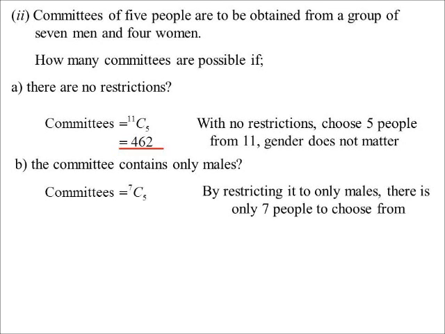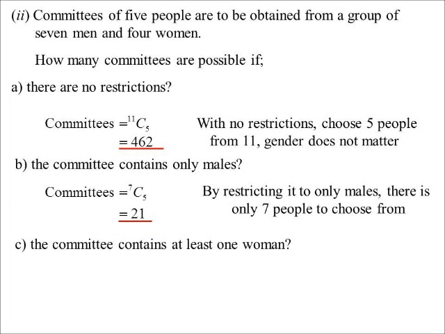All of a sudden now there's only 7C5 committees, because now we're only choosing from 7. 7C5 is 21. We've gone from 462 possible committees down to 21. That's why those sort of things were silly rules. But then people got enlightened and they said, no, the committee has to contain at least 1 woman.